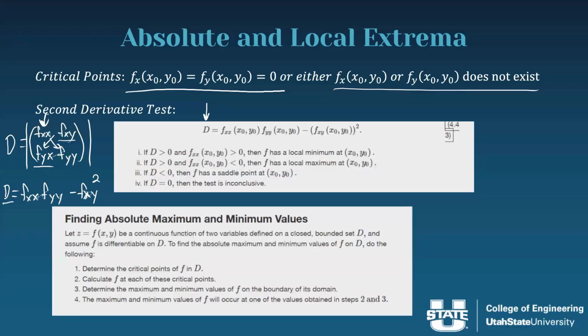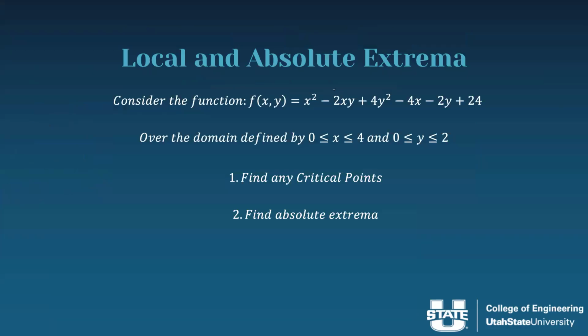Then if we have a function defined over a bound and we want to find the absolute critical points, we'd want to test the critical points we found using this with our fx and fy equals 0, but we would also want to test the extremes of that bound. So here's a function of x and y, and it's defined over a domain, and we want to find any critical points as well as what type of critical points they might be, and the absolute extrema. So again, I'll give you some time to try and work on this on your own, and then we'll work on it together.